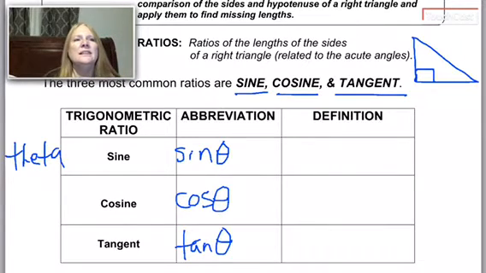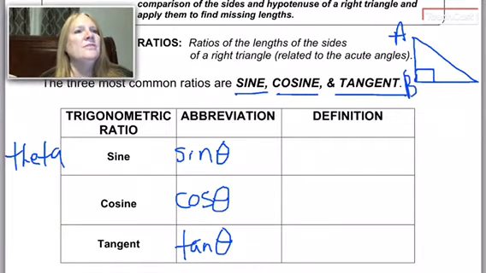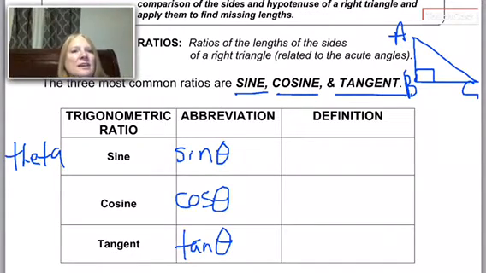Now, if these angles were labeled like A, B, and C, then you could say the sine of angle A or the sine of angle C. Again, you can't say the sine of angle B because that is the right angle and we can't use that one. So what are the definitions?